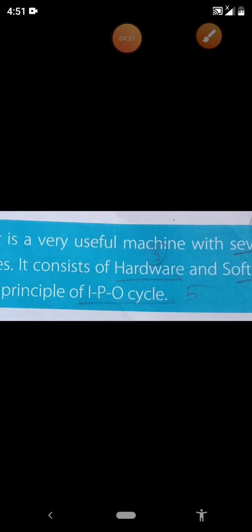It consists of both hardware and software. I will explain later in the next session what is meant by hardware and software. Simply, I am telling you that hardware means physical parts. Software means a set of instructions. This much only for now. In future I will explain in detail about hardware and software.